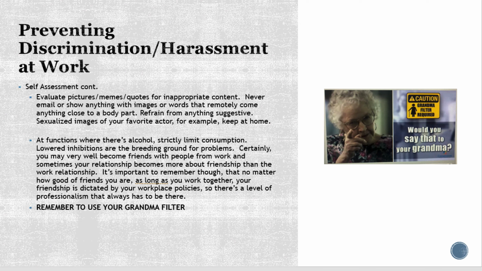Certainly, you may very well become friends with people from work, and sometimes your relationship becomes more about friendship than the work relationship. It's important to remember, though, that no matter how good of friends you are, as long as you work together, your friendship is dictated by your workplace policies. So there's a level of professionalism that always has to be there. Remember to use your grandma filter.